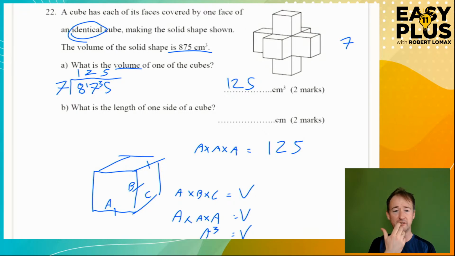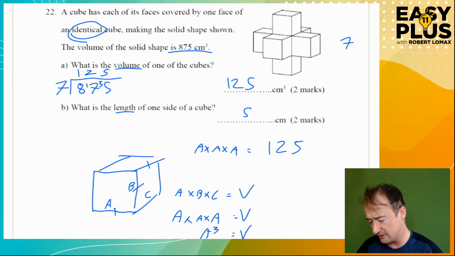What other number is really easy to work with? 4. 4 times 4 is 16, times 4 is 64. Too small. 5. 5 times 5 is 25, times 5 is 125. Okay, it's 5. 5 centimetres, because we're talking about a length, not centimetres squared, not centimetres cubed.